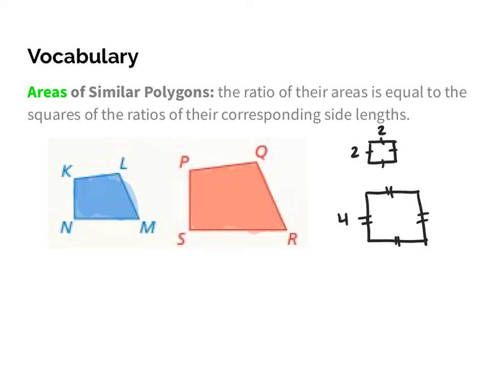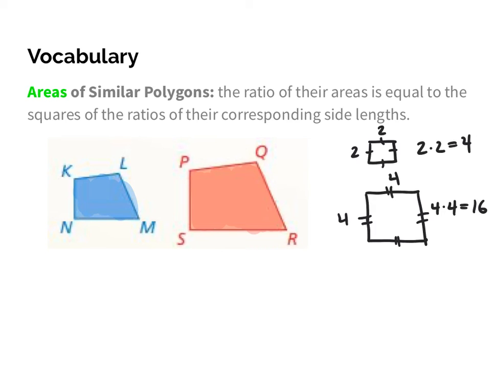So let's say 4 and 4 all the way around. If I wanted to find the area of a square, I'm just going to multiply the two sides together. So here if I did 2 times 2, that would give me 4. Here if I did 4 times 4, that would give me 16.